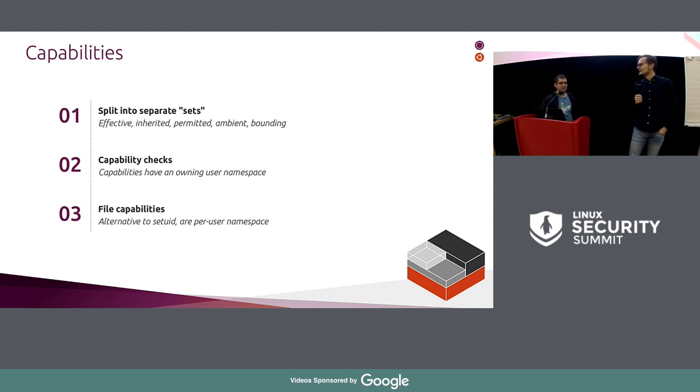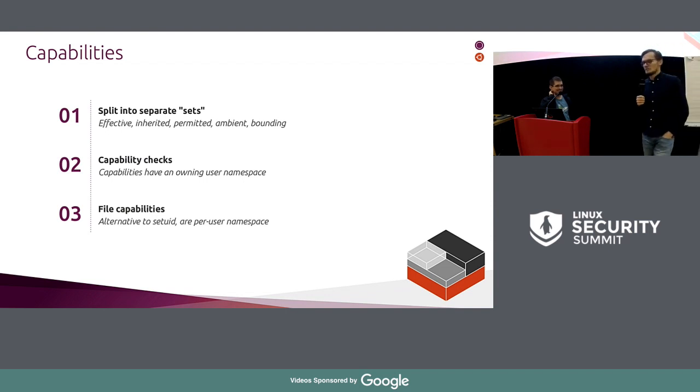You know that one. Yeah, I'm playing with that one right now. Yeah. So that you can read the message output and a bunch of other stuff. They come in 1, 2, 3, 4, 5 different sets: effective, inherited, permitted, ambient, bounding.